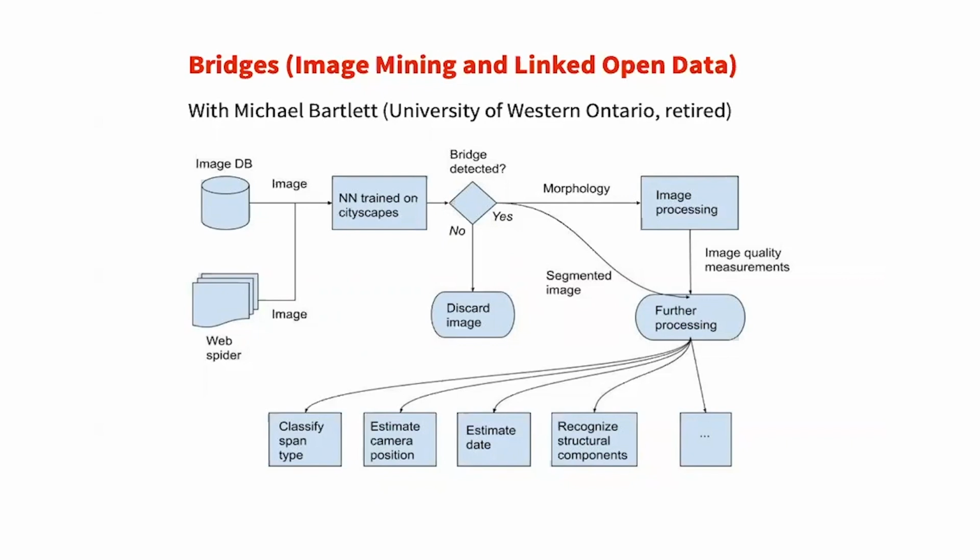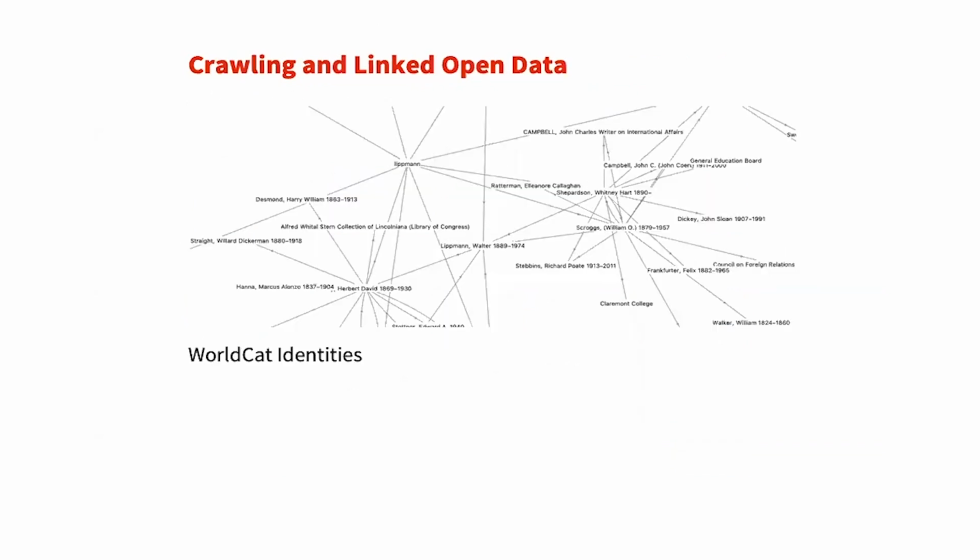The idea is to be able to create a system that can look at historical bridge images and can extract features that are of interest in the history of civil engineering. And we hope to be able to use machine vision and image processing techniques to really bring out that aspect of these particular sources. Any source that contains links to other sources can be crawled.